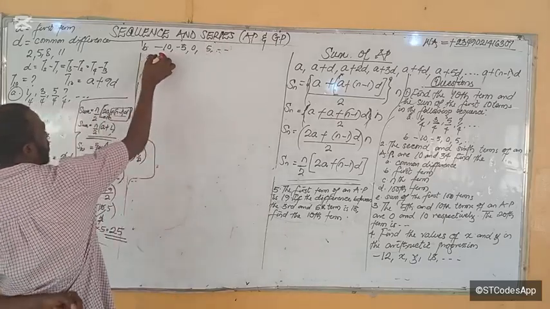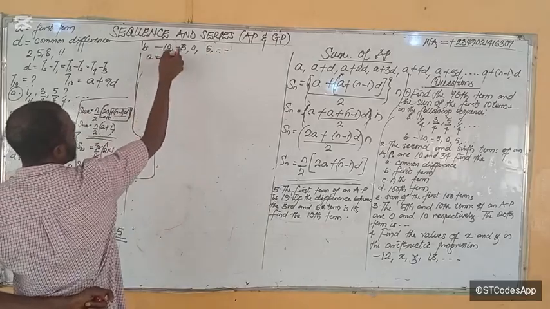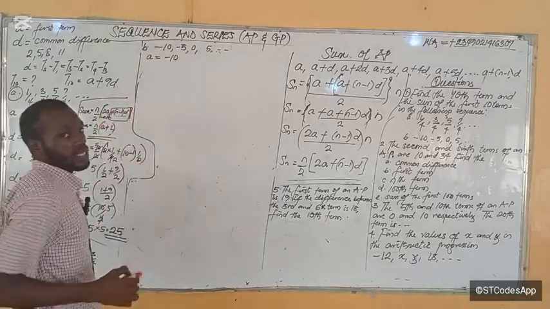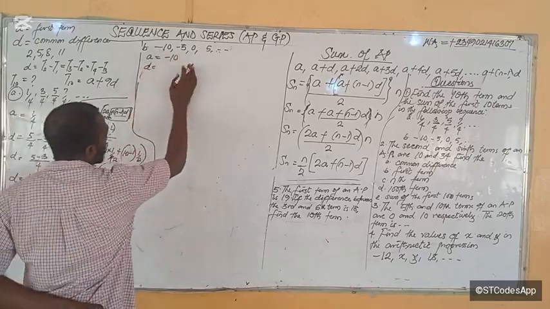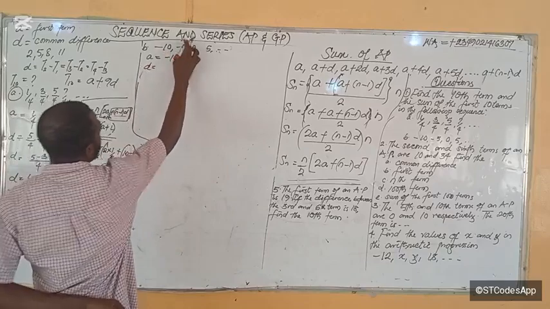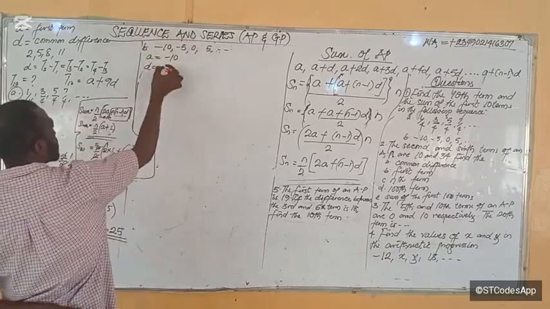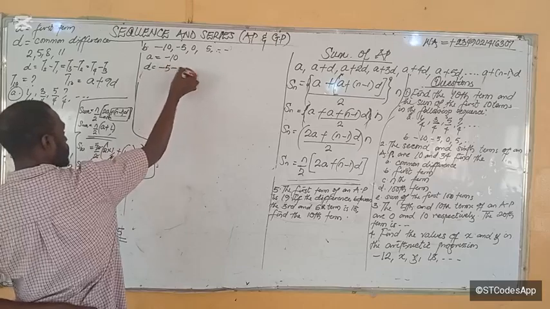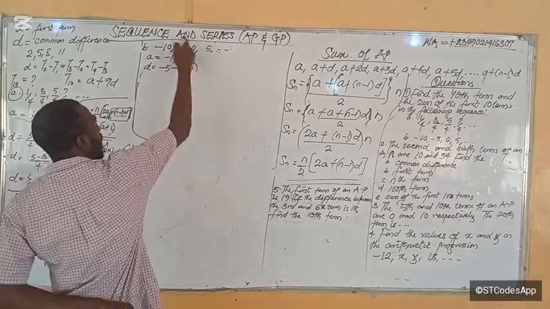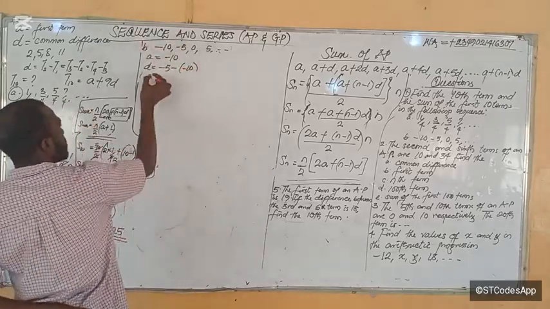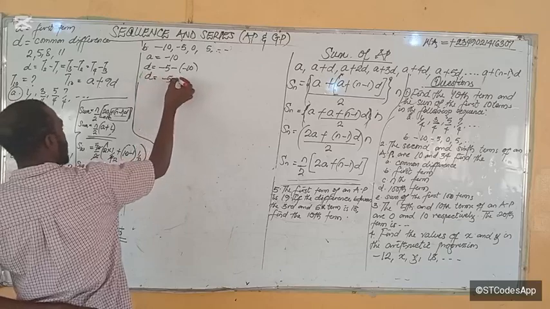So first we need our A. Our A here is the first term we are seeing here, which is minus 10, isn't it? Then what will be the common difference? I told you just take any 2 and subtract, right? Make sure it's the one ahead minus the one before it. So that will be minus 5 minus minus 10. Keep that in mind. So D now becomes minus 5 minus minus 10.